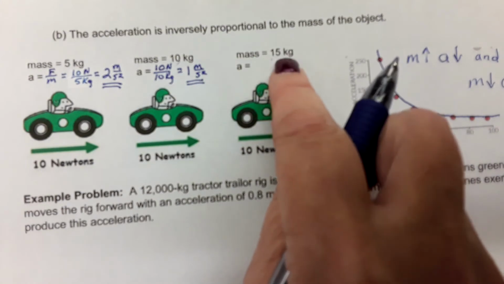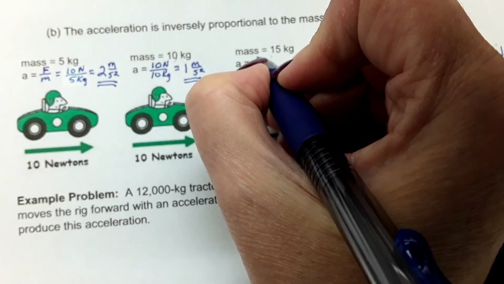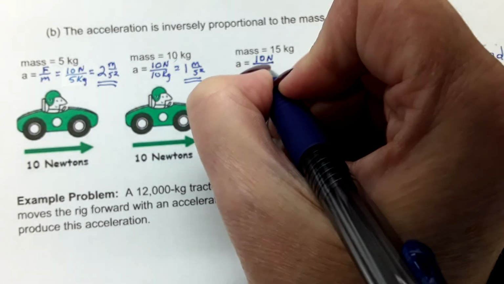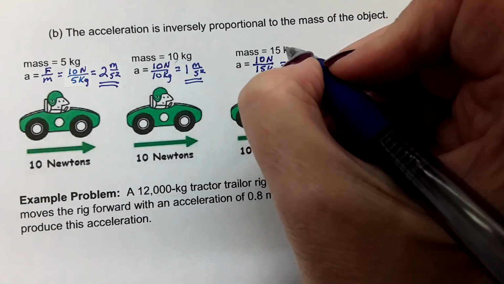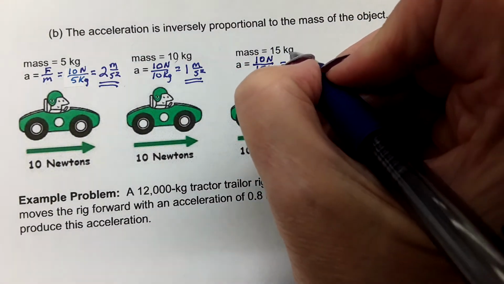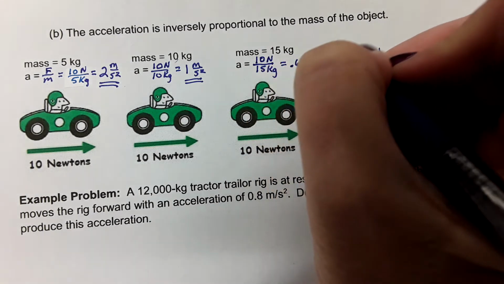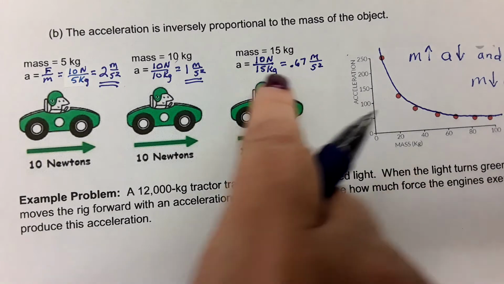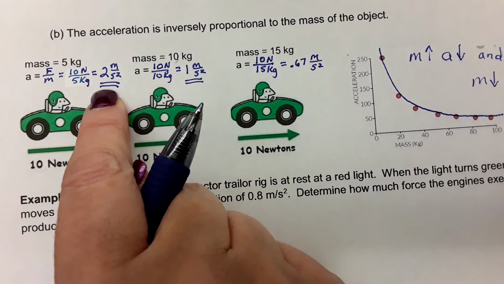Now, suppose we triple the mass. Now we have 15 kilograms. That's 3 times 5. So how does that affect it? Well, it's the same force of 10 newtons divided by 15 kilograms. And when you divide it out, you get 0.67 meters per second squared. This is a third, okay? This is a third of that one.